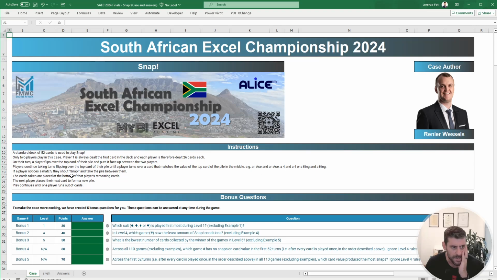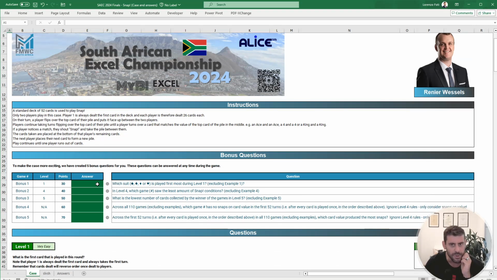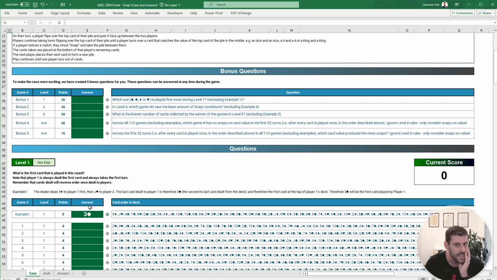If the player notices a match, they shout snap and take the pile between them. The cards taken are placed at the bottom of that player's remaining cards. The next player places their next card to form a new pile. Play continues until one player runs out of cards. Okay, so that's quite hard in terms of logic if you need to model the cards going to the back of your pile.